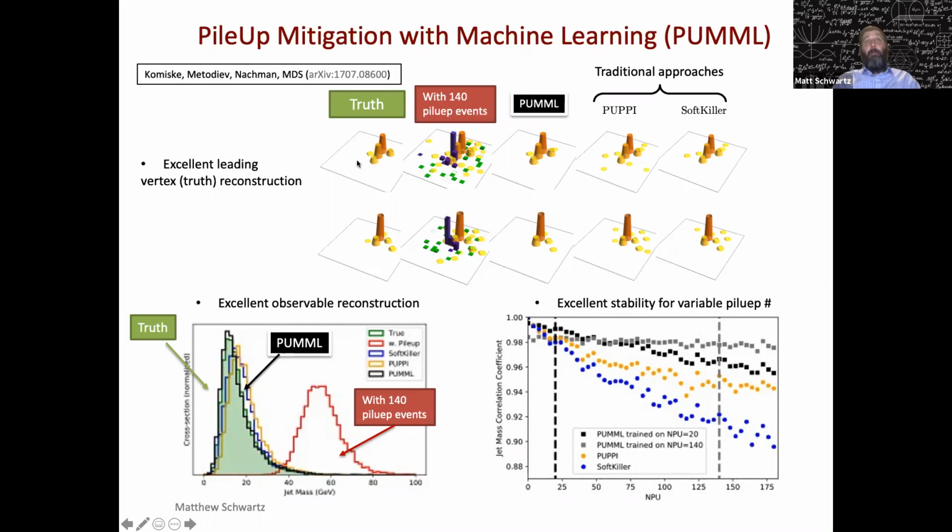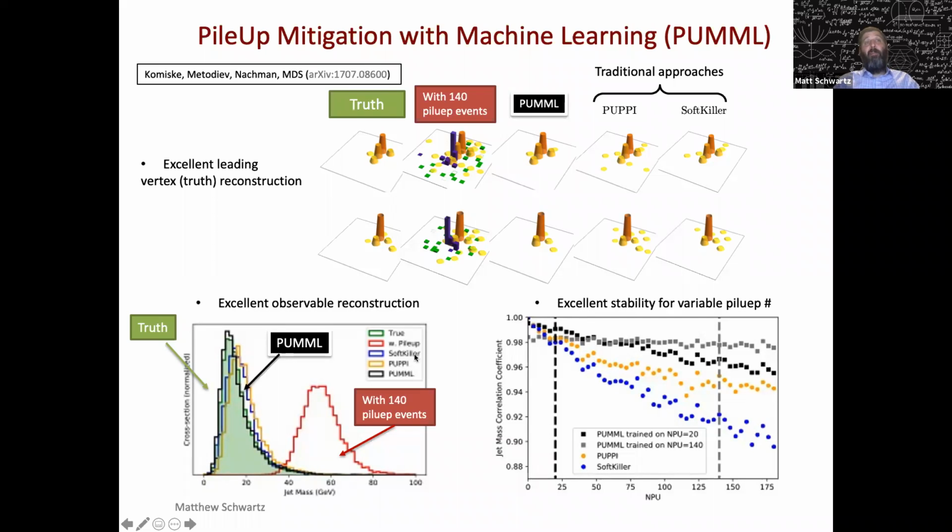So here's an example where this is the truth. These are just sample events. So here's a truth event where you have the neutral radiation from the leading vertex that we don't have. Here's what you get when you add 140 pileup events. And here's the regression you get out of PUMML. And you can compare it to some other methods on the market. These are traditional approaches, PUPPI and SoftKiller. And you can see they don't quite do as well. You can see there are some particles they think are there that aren't there, while PUMML agrees really well.